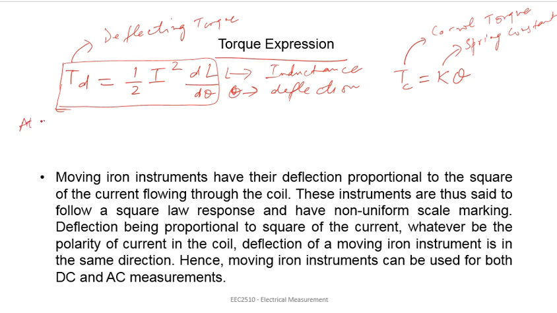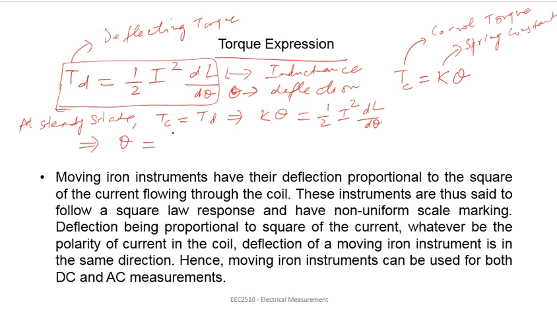At steady state, or at equilibrium, these two torques should be equal. It means the controlling torque will be equal to the deflecting torque. That means k theta should be equal to half I square dL over d theta, and from here, if we write the expression for deflection, that is theta, then we will get half I square over k dL over d theta.